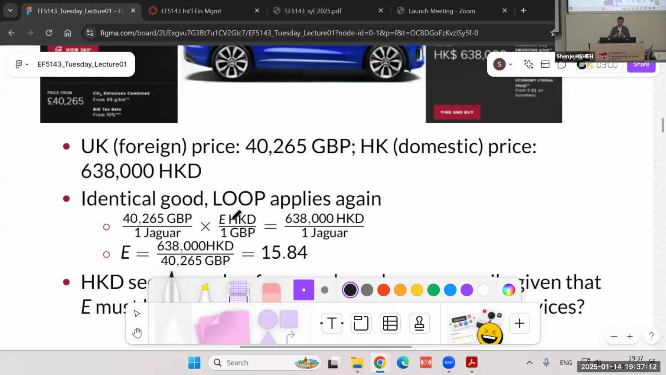The law of one price tells us that converting pounds to Hong Kong dollars using the conversion rate must be equal in value to the Hong Kong dollar value, right? So solving for E gives us something totally different. There are many reasons why this is the case. I gave you several reasons already.